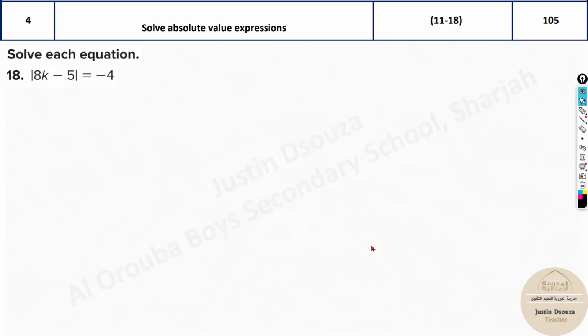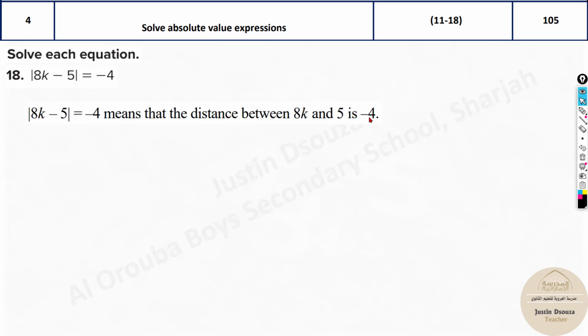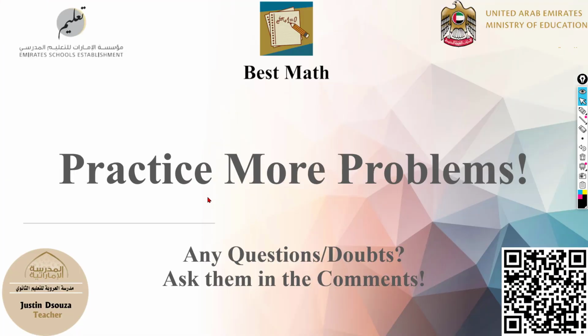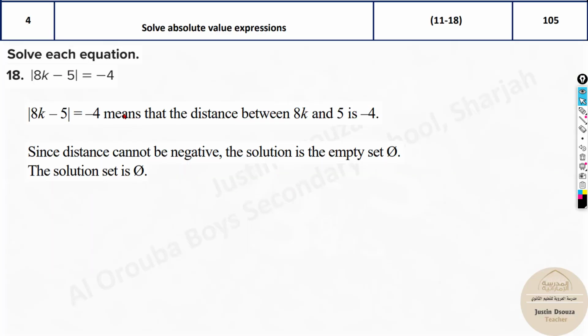And lastly we have this one. The right side is positive here, but look over here, this is negative. That means there is no answer. It is a null set. There is no solution, empty set. Null and empty mean the same. It's nothing, because distance cannot be negative. And that's the end of question number 4.